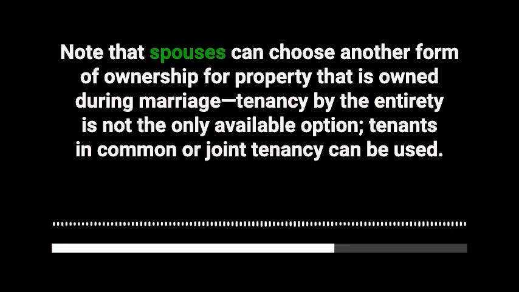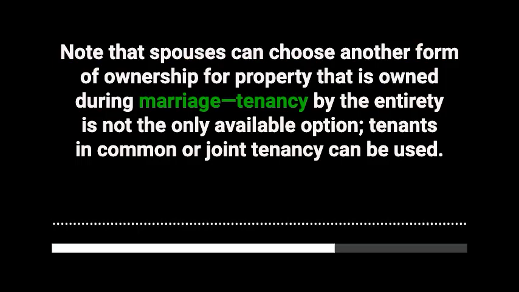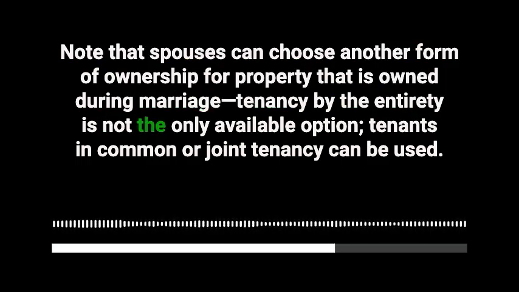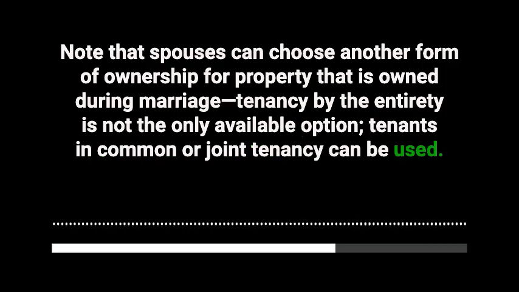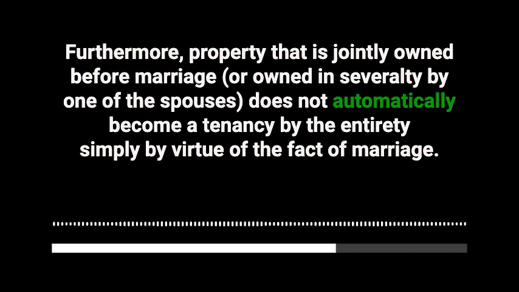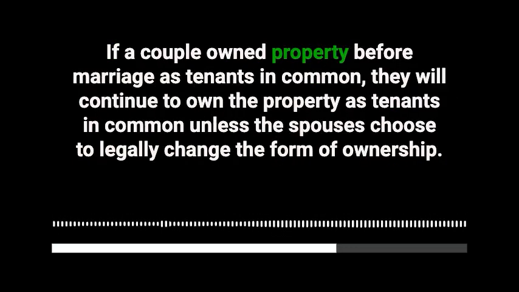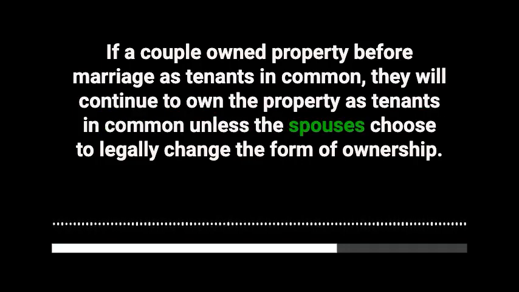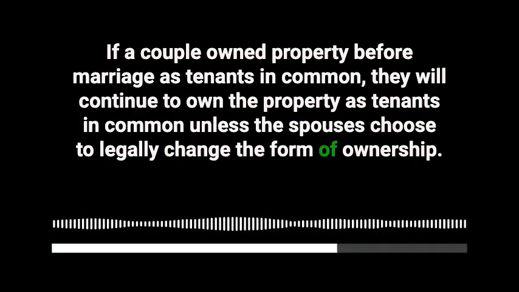Note that spouses can choose another form of ownership for property that is owned during marriage. Tenancy by the entirety is not the only available option. Tenants in common or joint tenancy can be used. Furthermore, property that is jointly owned before marriage does not automatically become a tenancy by the entirety simply by virtue of the fact of marriage. If a couple owned property before marriage as tenants in common, they will continue to own the property as tenants in common unless the spouses choose to legally change the form of ownership.